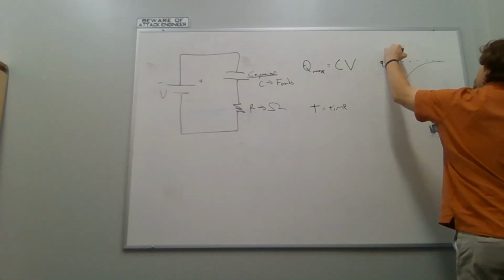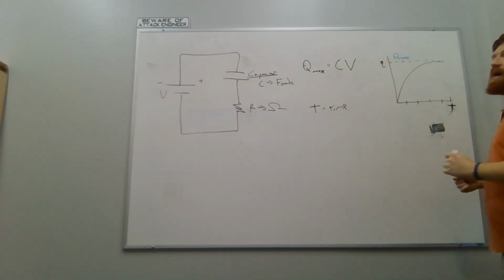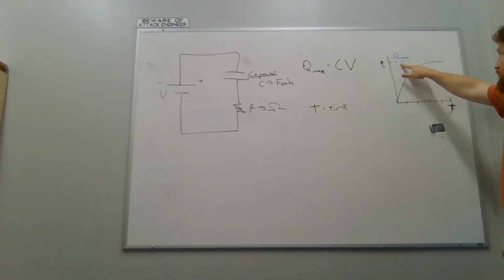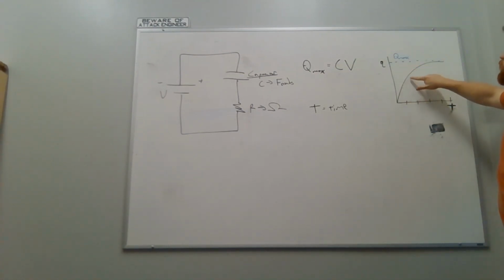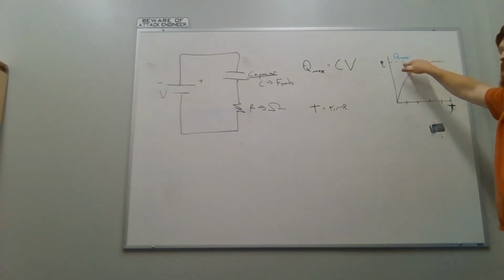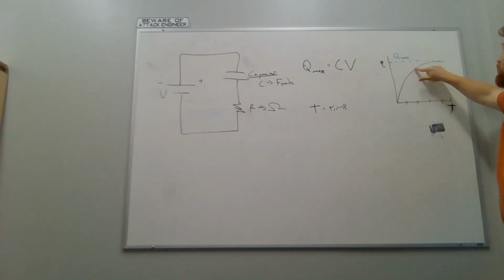Qmax. So that is the maximum charge of the capacitor. It can't hold any more than Qmax. It's going to approach Qmax, and then it's going to start leveling off slowly. It's not going to skyrocket straight to Qmax and then stop. It's going to level off slowly.